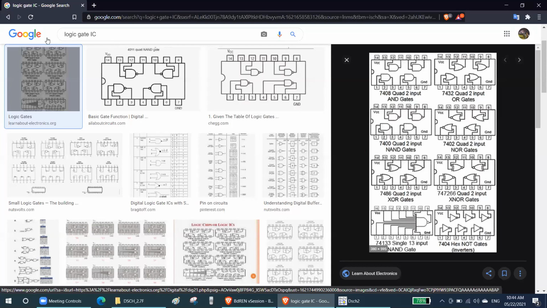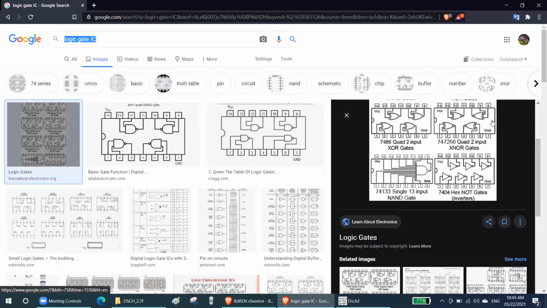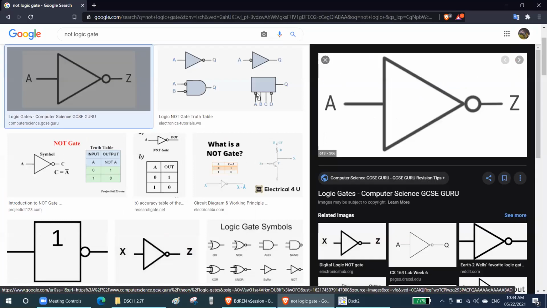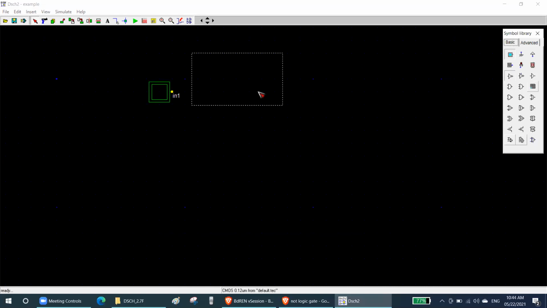Let me see. NOT logic gate. Okay. This is a NOT logic gate. If you give 1, you will get 0. If you give 0, you will get 1, right? You know this, right? Everyone? Okay, let me check. Yes, sir. This is an input. This is a NOT gate, and this is an output, right? I'm going to connect it using cable.